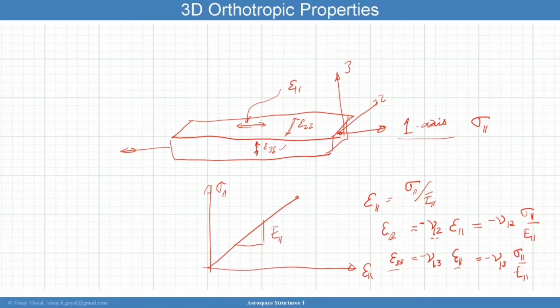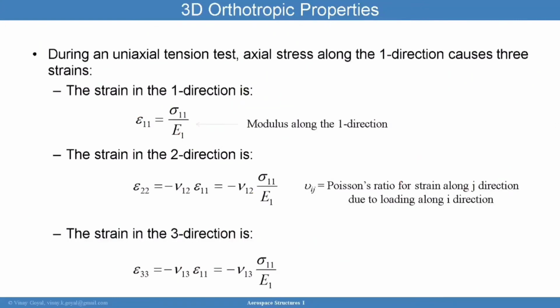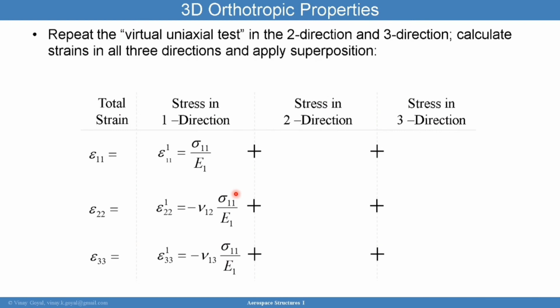Okay, so that's exactly what I have done here, step by step. You can see that here we've done it for the one direction, and then calculate the strain in the second direction and the third direction. So that's the total strain in the one direction, in the two direction, and the three direction for the loading applied in the one direction.